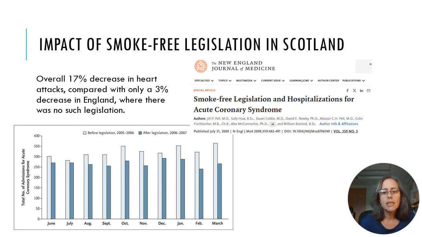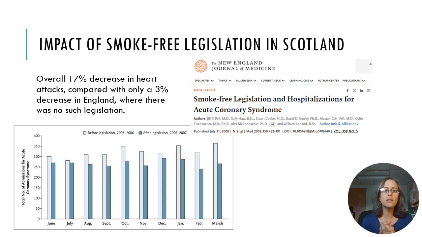So I'm going to just show you an example of the effectiveness of an obligation type intervention. This is a study where they looked at the impact of smoke-free legislation in Scotland. Scotland was the first part of the UK to pass comprehensive smoke-free legislation that said you could not smoke inside restaurants, bars, or workplaces. And England, during the same time, did not have that law. So Scotland passed one before England did, and so that gave them a nice control group, right?